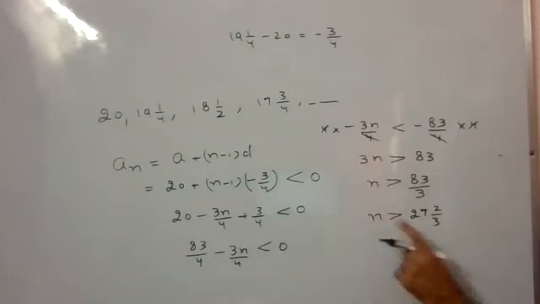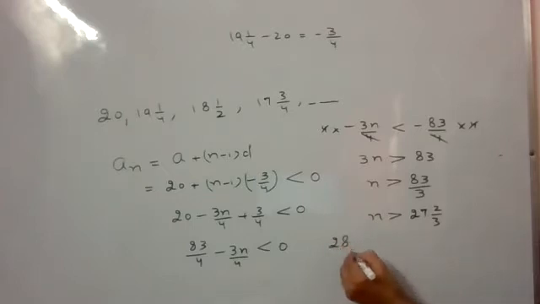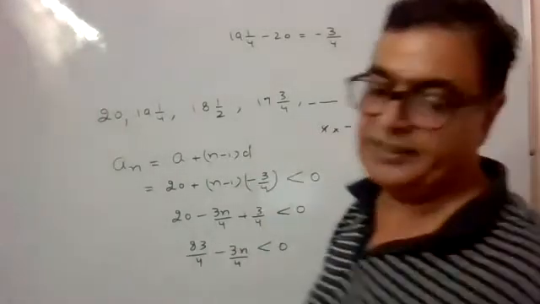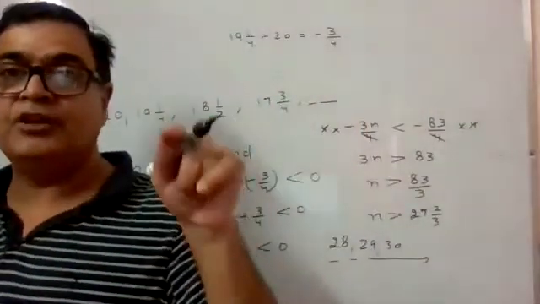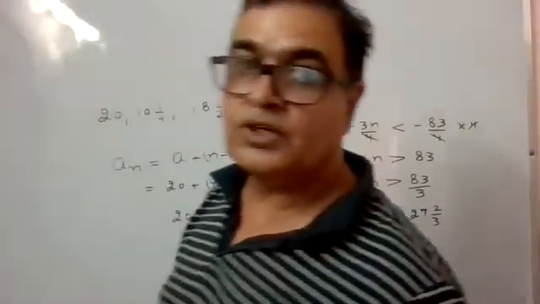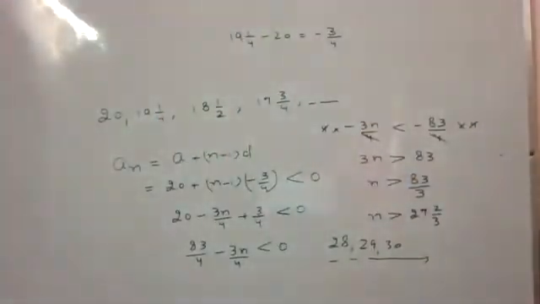This means if n is greater than this, negative terms will come. The first negative term will be 28, then 29, 30, and all these terms will be negative. He is asking for the first negative term, so the answer will be 28. The 28th term will be the first negative term we have. Clear? Next question, please.